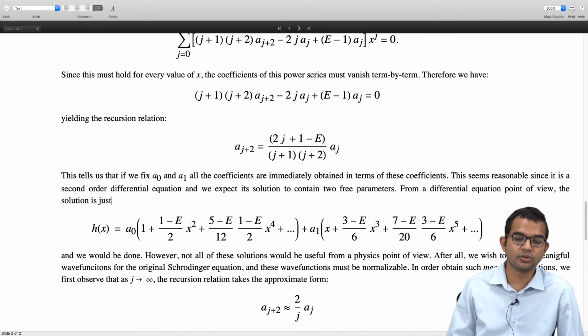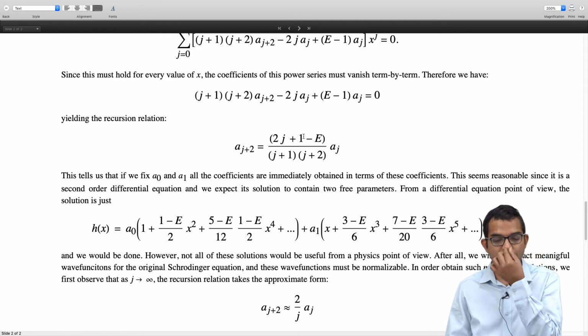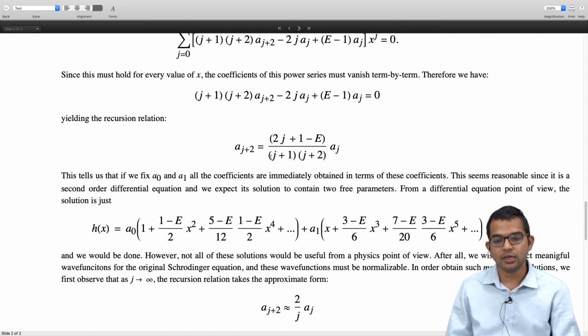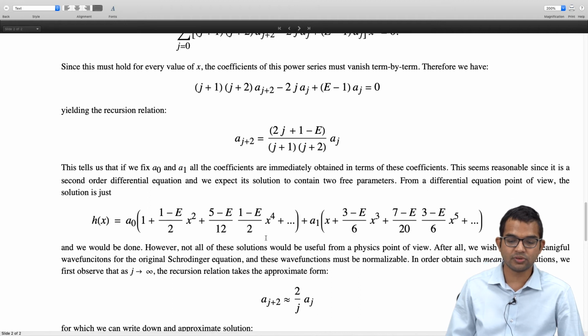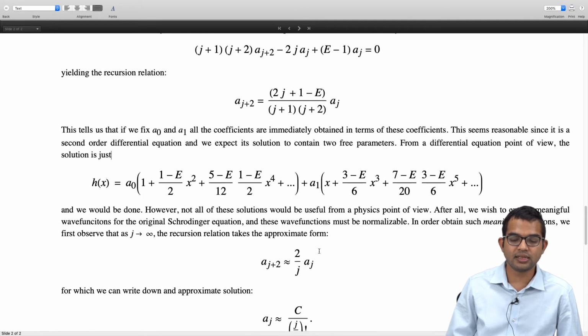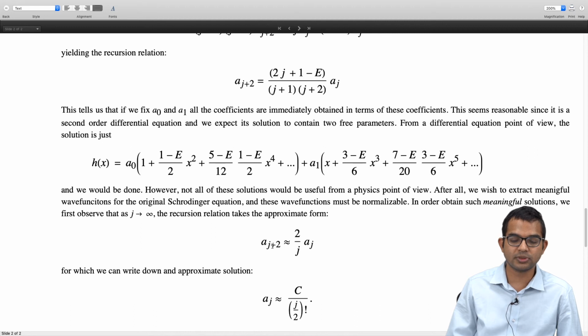So in place of 2j plus some minor stuff, you can just write 2j, and likewise in the denominator, you can replace (j plus 1) times (j plus 2) by just j squared. So in the end, you have 2j divided by j squared, which is just 2 by j. So basically this recursion relation for large j will just become a_(j+2) is approximately equal to 2 by j times a_j.